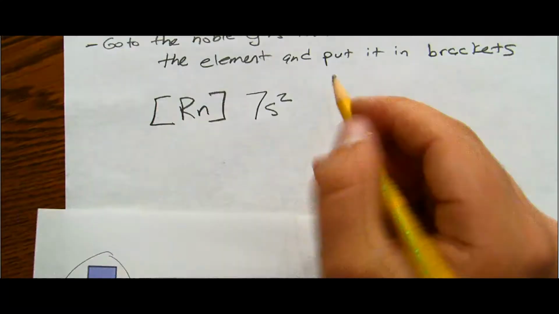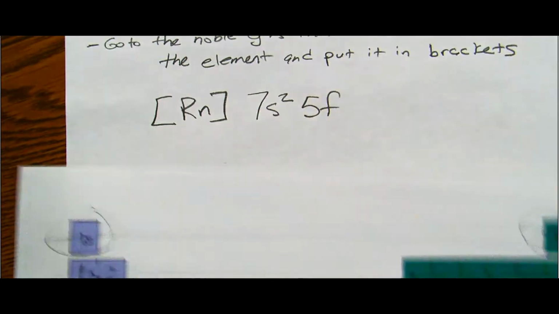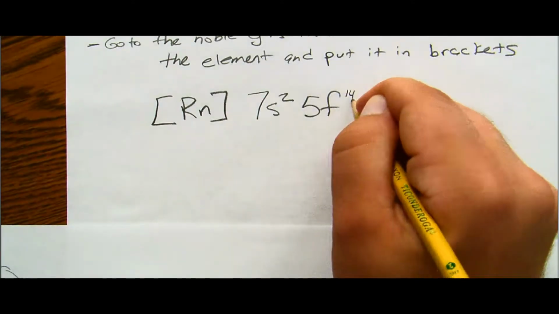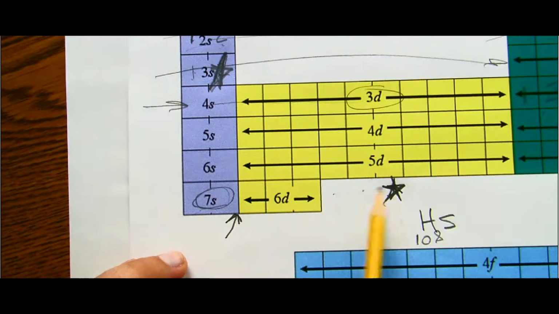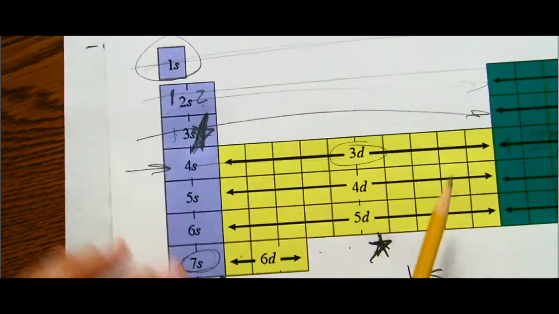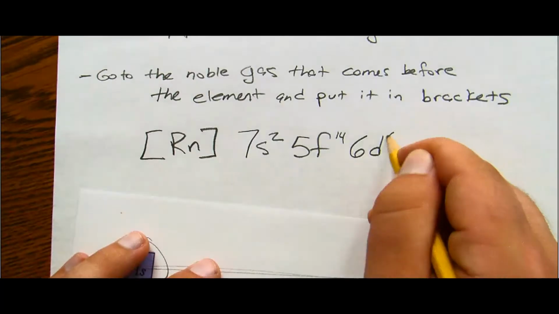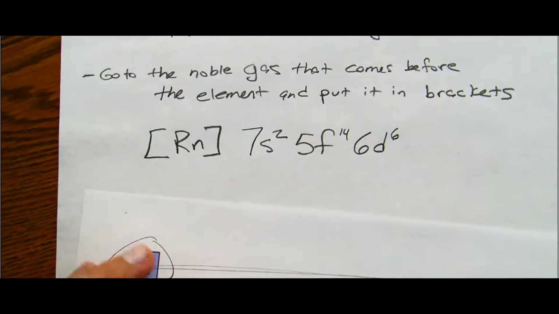Do you see that? So what section comes next? 5f. How many are in the f section? 14. Very good. And then I hit the 6d section. And where's my element in the 6d? 6. Very good. Okay. The 6d. So that's kind of what noble gas configuration looks like, correct? It's a little bit easier, right?